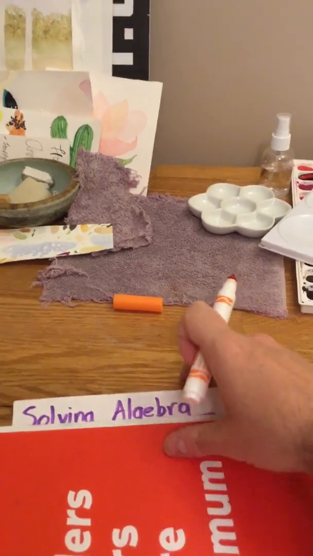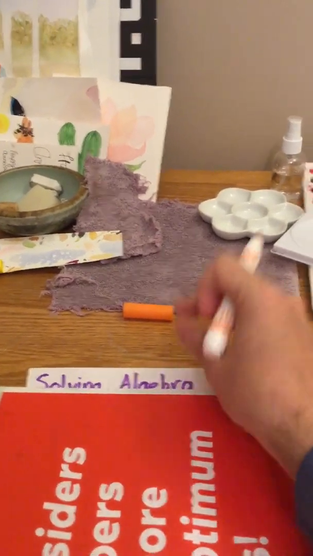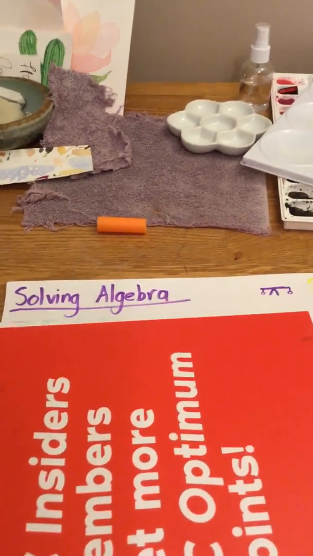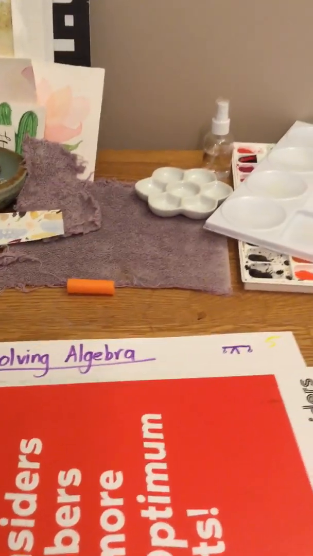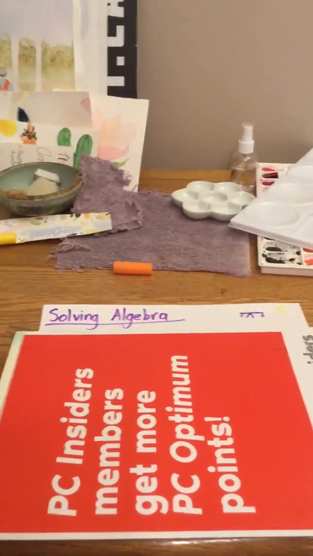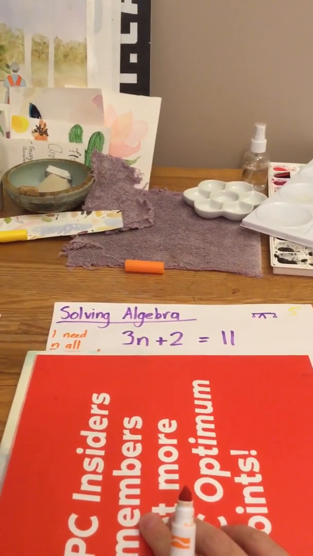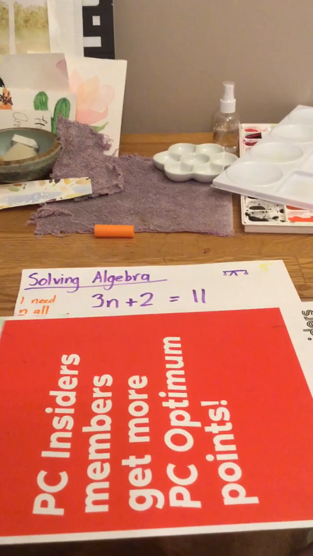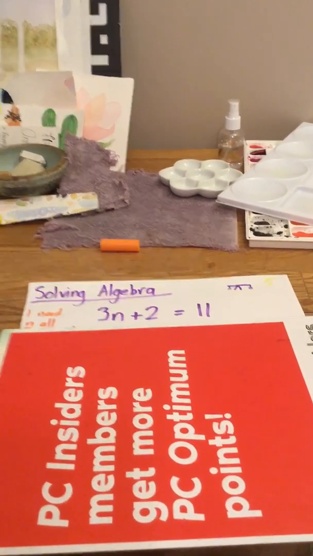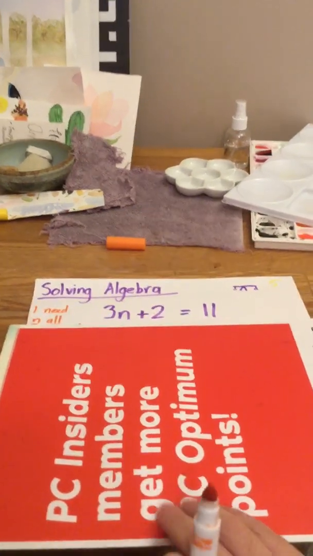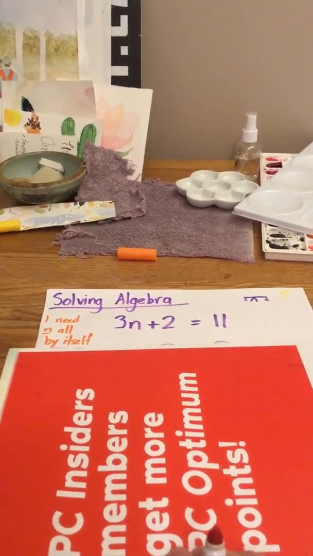So the key idea we're doing today is solving algebra. So just remember, if you have a set of scales, whatever you do to the left-hand side is what you have to do to the right-hand side. You have to make them balance. Okay? So suddenly my math is maybe getting away from mental math. So 3n plus 2 is equal to 11. So the first thing I'm going to be doing, I need n by itself.